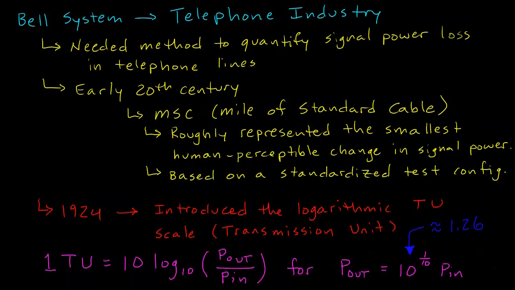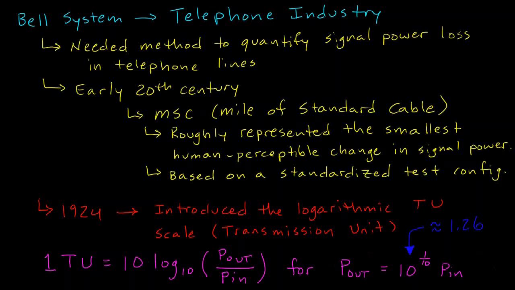So in the early 20th century, they developed a scale called the MSC scale, which stood for mile of standard cable. And 1 unit on the MSC scale represented the change in power level that was the smallest discernible by the average human listener. So if the change in power level on the line were smaller than 1 MSC, the average listener couldn't tell the difference. It had to be larger than 1 MSC for the average person to be able to tell.